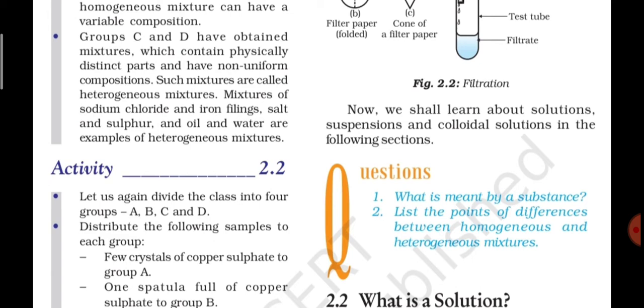Then only two questions are given here, so you have to do these questions and you will be easily able to do this. What is meant by a substance? I have already told you. For substance, you have to write the definition, and then list the points of difference between homogeneous and heterogeneous mixtures. I hope that you will also be able to do this on the basis of the examples. Suppose you are not understanding what points you should mention for homogeneous and heterogeneous mixtures, then just try to understand what examples come under these two categories, and if you think from those examples, you will definitely get some of the points of difference between them.